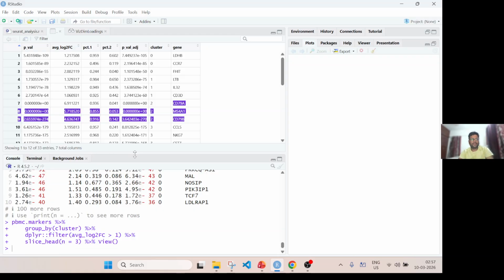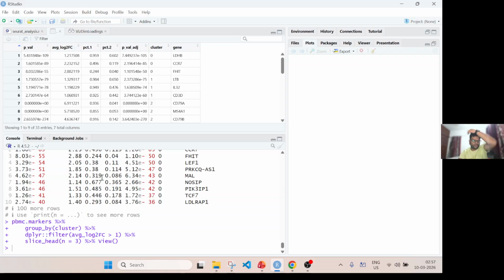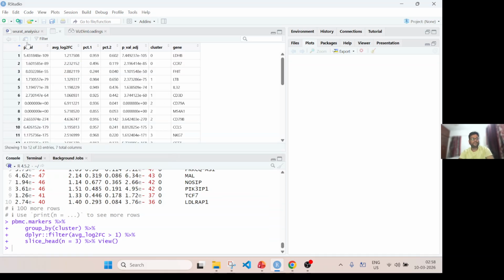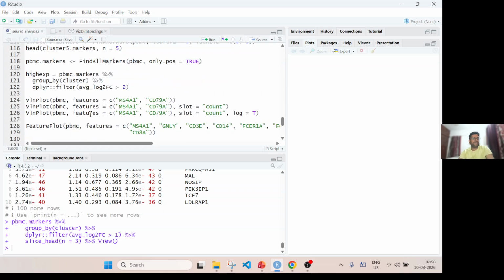Further, we can also arrange by the fold change, and we can apply some filter like p value. Okay, so next, the best is to visualize.